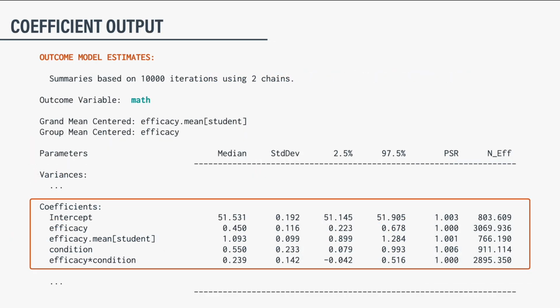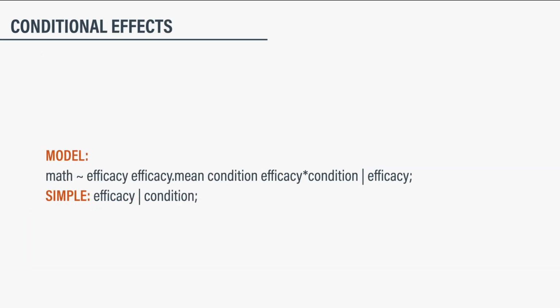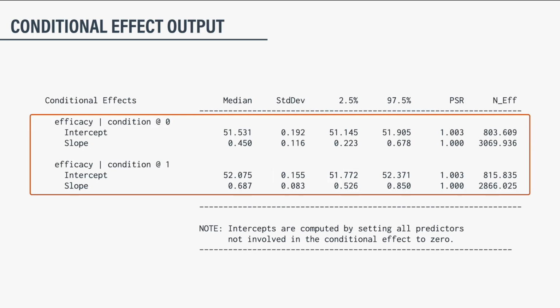The coefficient section of the output now expands to include the product term. Although the positive interaction slope suggests that the effect of self-efficacy is stronger in the experimental condition, we would not declare the difference significant because the 95% credible interval contains 0. With most interaction effects, you can use the simple command to compute conditional effects or simple slopes. In this example, I request the self-efficacy slope at each level of condition by listing the moderator to the right of the vertical pipe. The simple command produces an additional table of output that summarizes the simple slopes at predetermined levels of the moderator. The moderator values can also be user-specified.